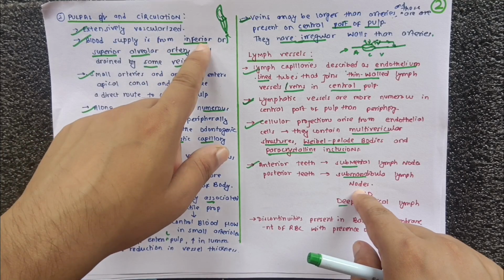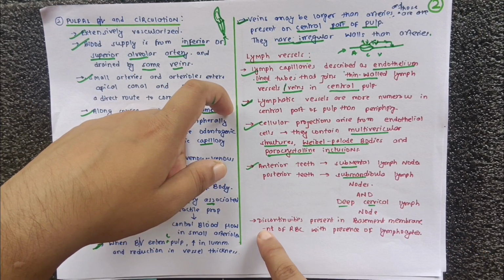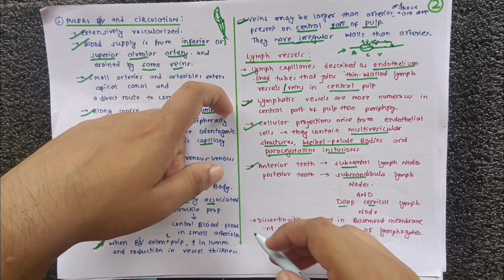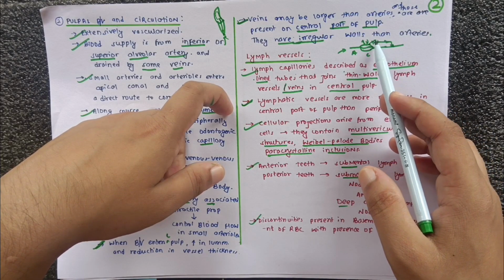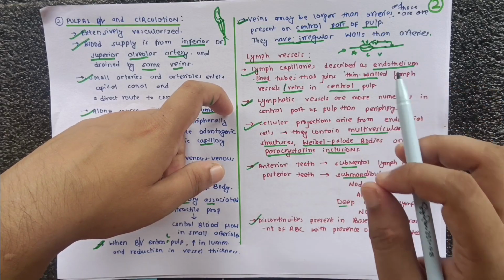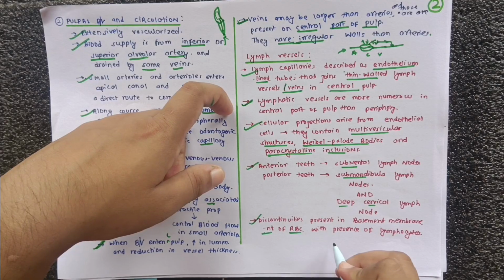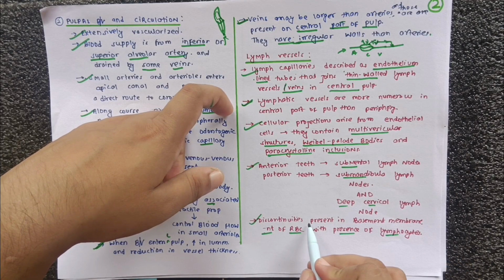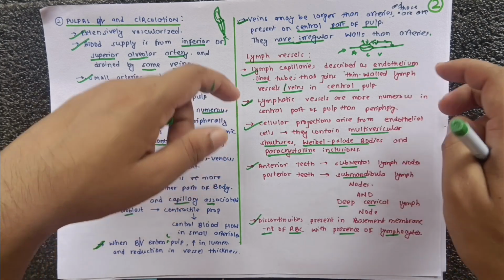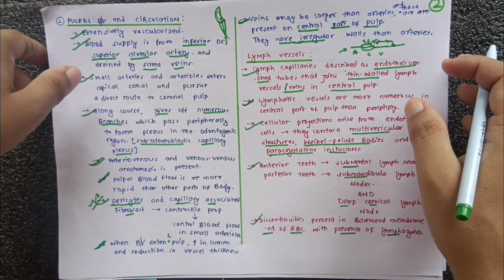Also, I have told here, the inferior and superior alveolar arteries give the blood supply to the pulp. After that, there is discontinuity in the basement membrane and absence of RBC with the presence of lymphocytes. As the fluid present in the interstitial space is an ultrafiltrate, it doesn't contain RBC. So there is discontinuity in the basement membrane and absence of RBC with the presence of lymphocytes there. Due to the presence of these lymphocytes, they are called lymph vessels.